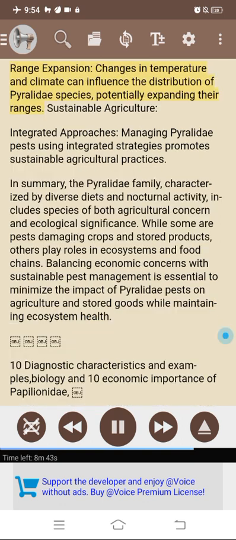Climate change effects. Range expansion: changes in temperature and climate can influence the distribution of Pyralidae species, potentially expanding their ranges. Sustainable agriculture. Integrated approaches: managing Pyralidae pests using integrated strategies promotes sustainable agricultural practices.